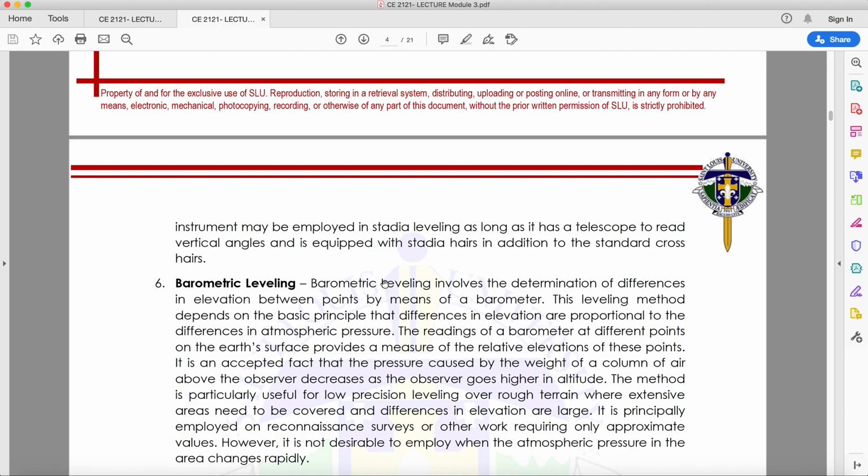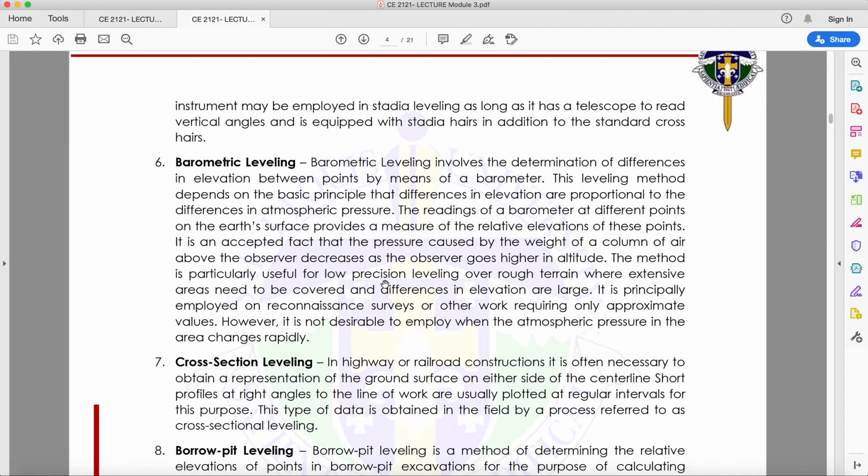Okay. Next would be barometric leveling. Barometric leveling involves the determination of differences in elevation between points by means of a barometer. This leveling method depends on the basic principle that differences in elevation are proportional to the difference in atmospheric pressure. The readings of a barometer at different points on the Earth's surface provide a measure of the relative elevations of these points. It is an accepted fact that the pressure caused by the weight of a column of air above the observer decreases as the observer goes higher in altitude.